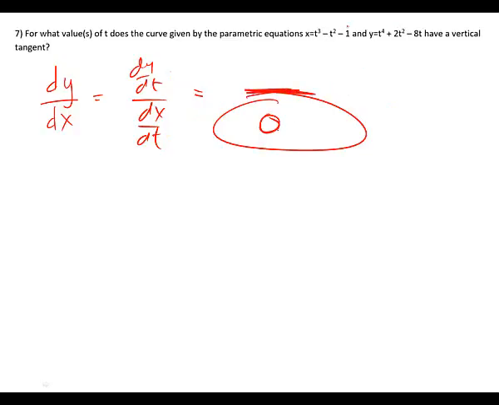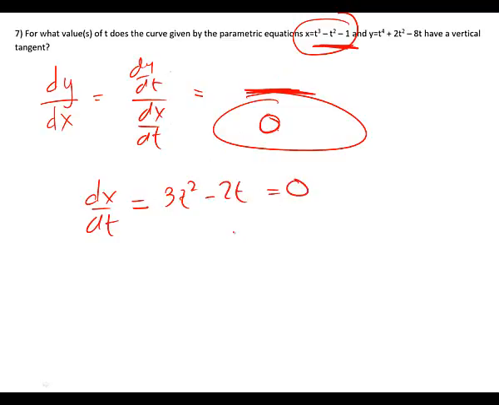So what I'm going to do is take the derivative of this one and set it equal to 0. So dx/dt equals, what's the derivative of this x here? 3t squared minus 2t. Okay, and we're going to set it equal to 0. What's your greatest common factor? t. And we're left with 3t minus 2. Good. And so we've got t equal to 0 and t equal to 2/3. For what values? It says values, so you could use them both. That's the answer.